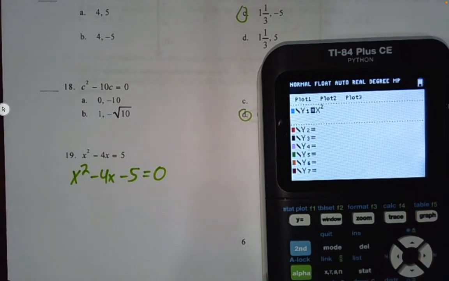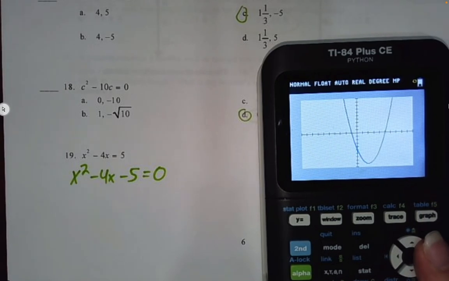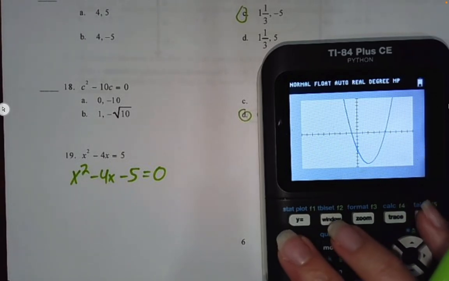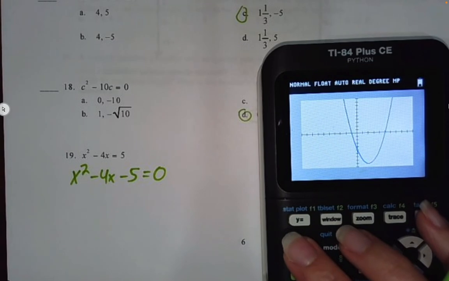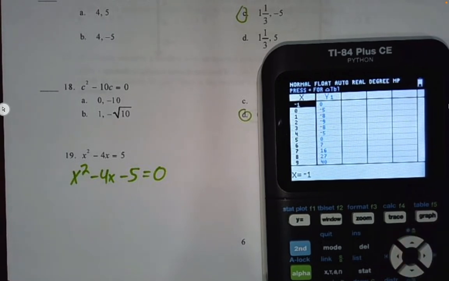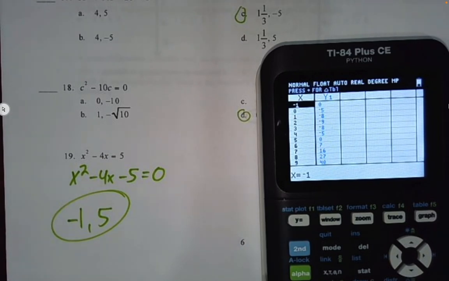X squared minus 4x minus 5. Let's graph it. What does it look like my two answers are? Negative 1 and 5. A way to check, let's see what the zeros are. Oh, there's one at 5. And is the other one at negative 1? It is. So my two answers, negative 1 and 5.